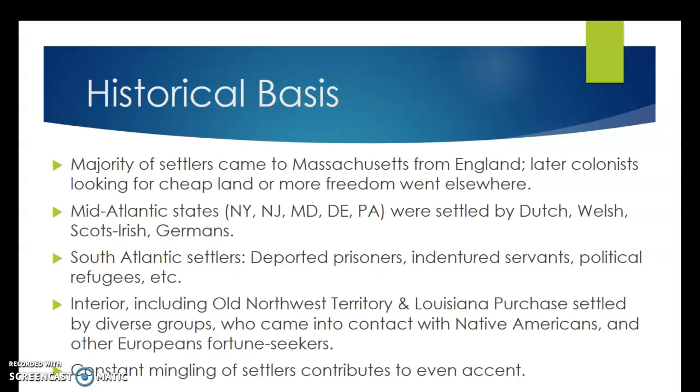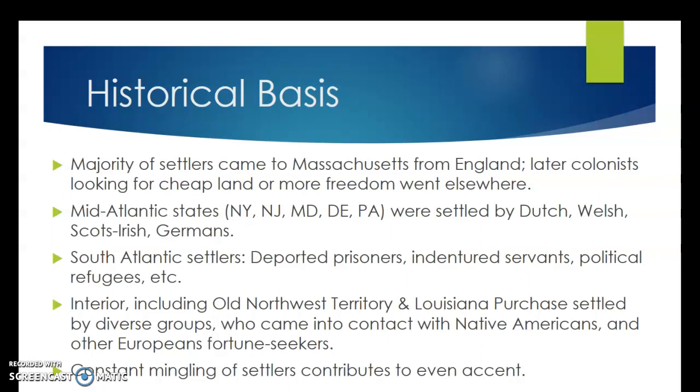Of course, there's a historical basis for why American accents are the way they are. Although the majority of colonists came from England to Massachusetts, later arrivals eventually settled north or south of that colony to find cheaper land or more freedom. The southern colonies, too, were mostly settled by Brits, but the makeup of this group was more diverse. Let's not forget that Georgia was originally a penal colony, so it's comprised of prisoners, and we also see a lot of indentured servants and political refugees.